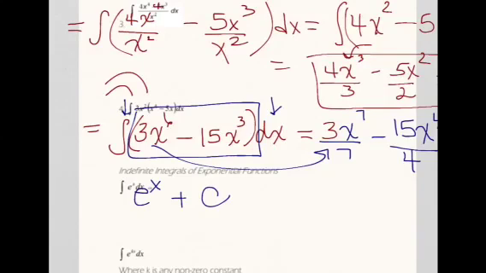The antiderivative of e to the kx, it's very much the same. The antiderivative of e to the kx is e to the kx. But when you would find the derivative, you'd multiply by the derivative of the power, which is k. When you find the antiderivative, you divide by k.